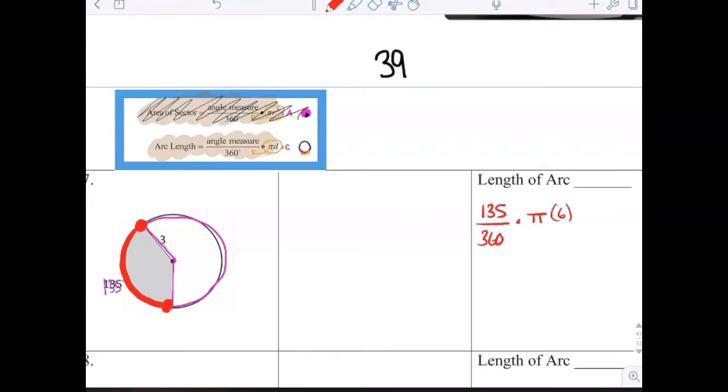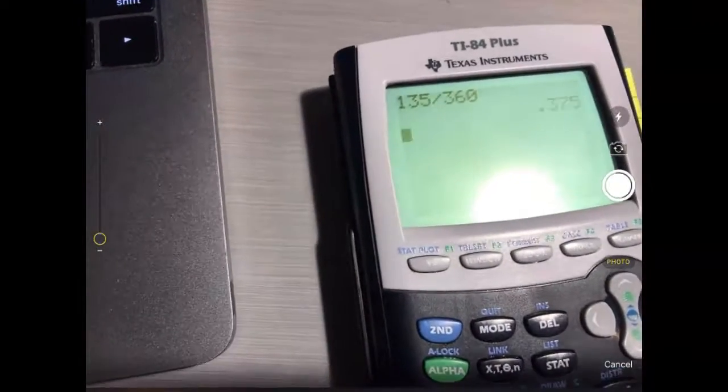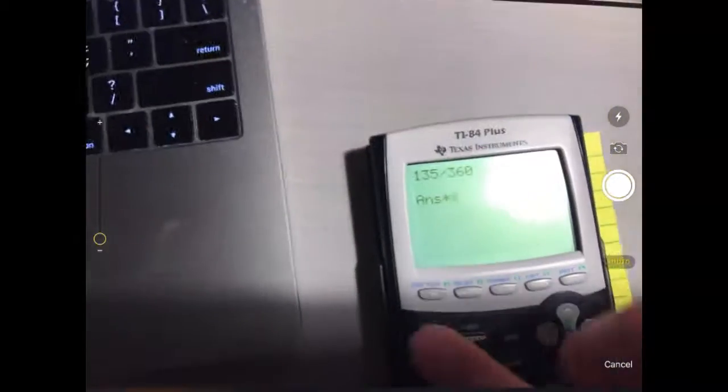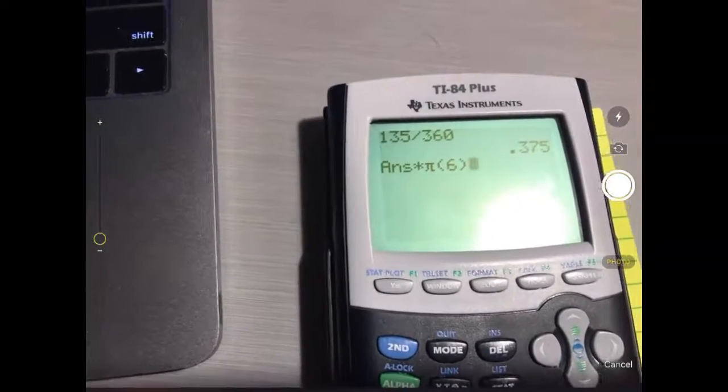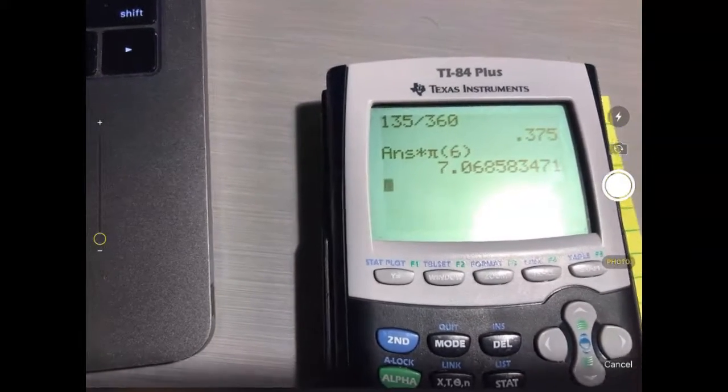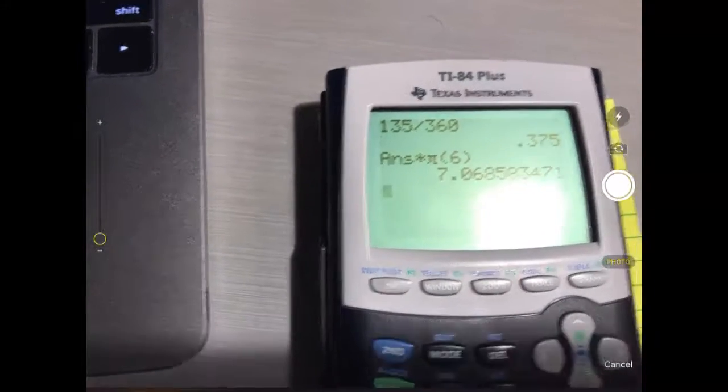Pi d is different than pi r squared. Pi d is pi times the whole diameter of 6. So I'm going to fire up the calculator here. There it is. So it was 135 over 360. Then you multiply that by pi d. So it looks like that. And the length of that arc, we'll round off to the nearest tenth, is 7.1.